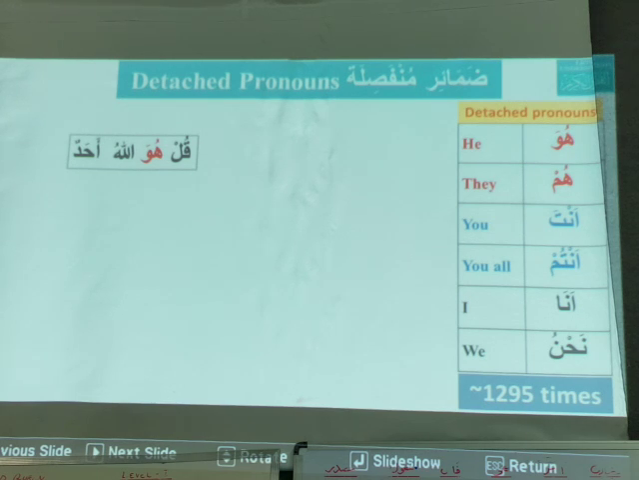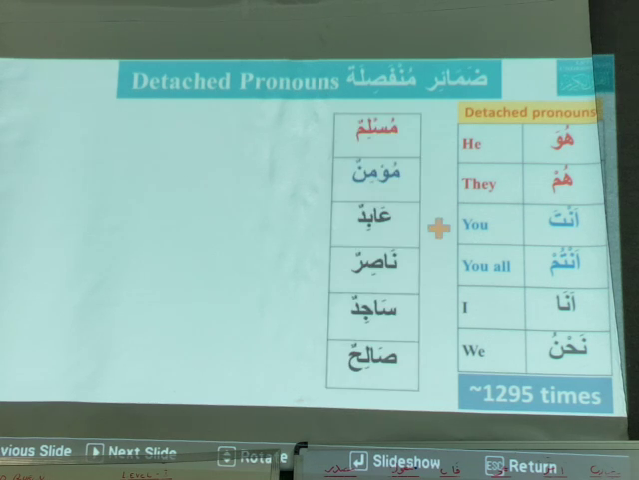Okay. Let's maybe add a few things. We know Muslim. The one who submits is a Muslim. Then Mu'min. The one who believes is a Mu'min. Abid. The one who worships is Abid. And Nasir. The one who helps is Nasir.